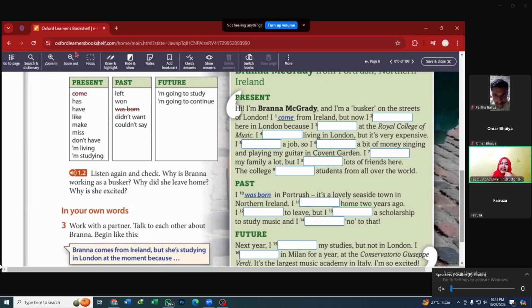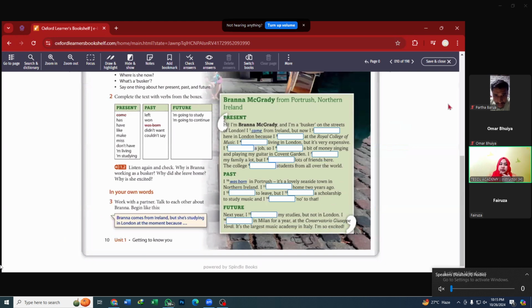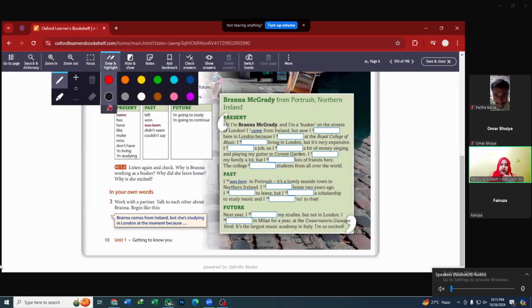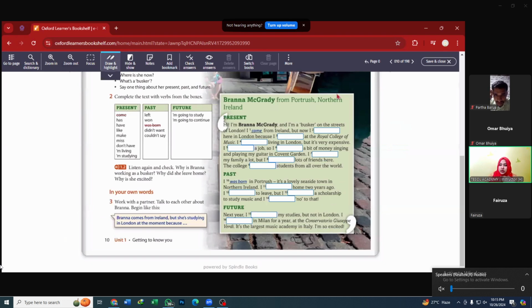Here we have a paragraph with blanks in it. I will be zooming it out a bit. Mr. Partha, I will zoom it out for some time to show her properly. We have three paragraphs in this whole activity. First is about Grana's present life. Second is about Grana's past life. And third paragraph is about Grana's future life.